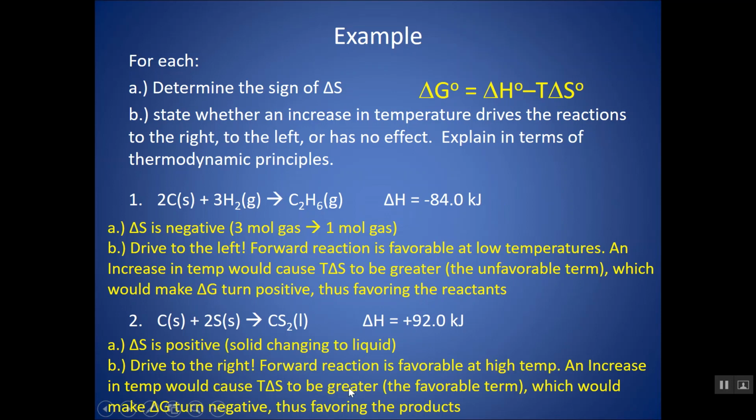An increase in temperature would cause the T delta S term to be greater, which in this case is the favorable term because delta S is positive, and it would in turn make delta G negative, favoring the products. So you can talk about it in terms of this reaction, or in terms of what you know about the signs: 2 positives, high temp, 2 negatives, low temp, however you want to explain that best.